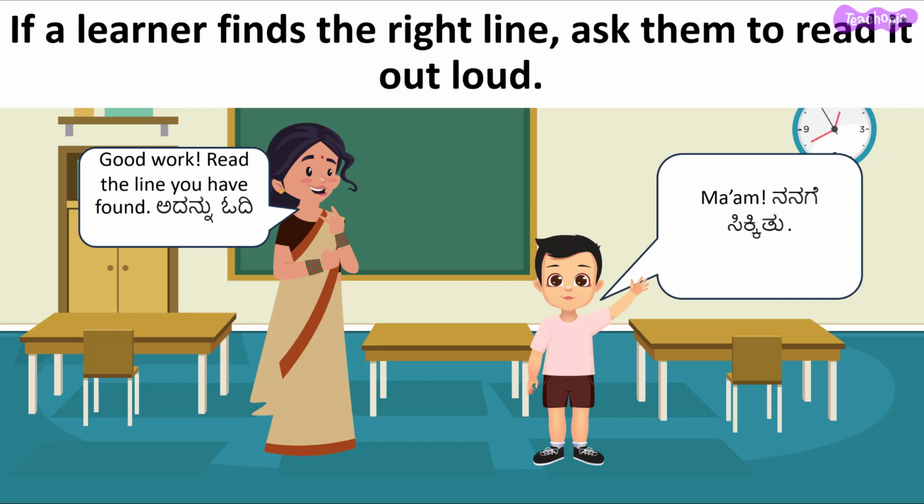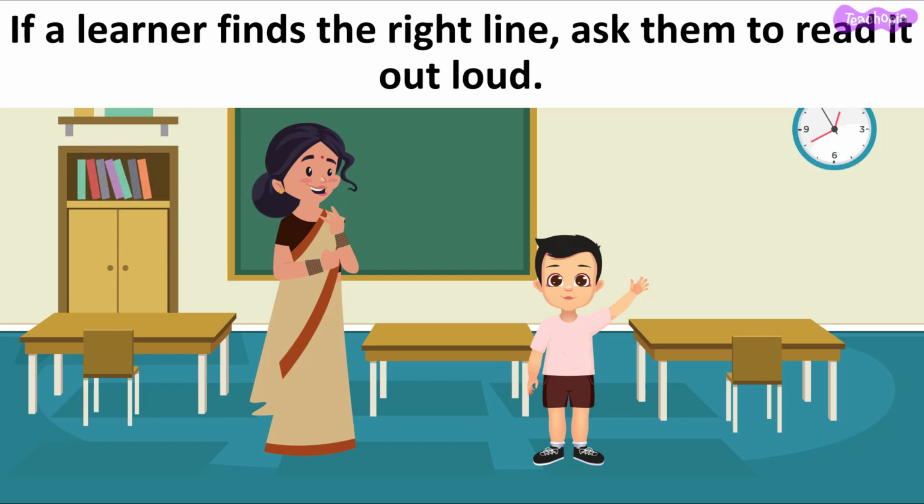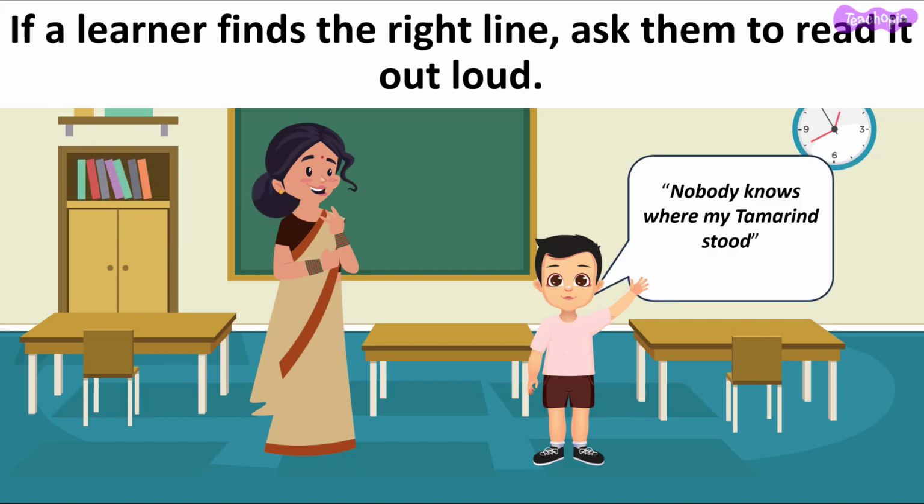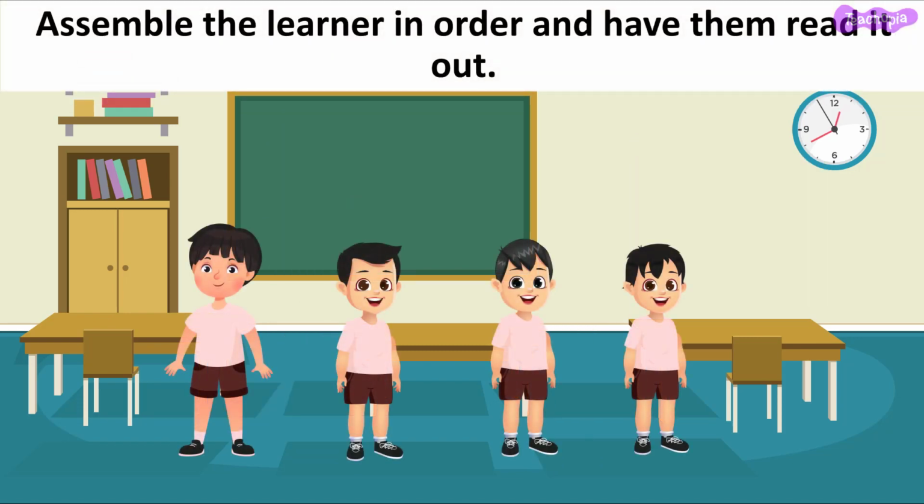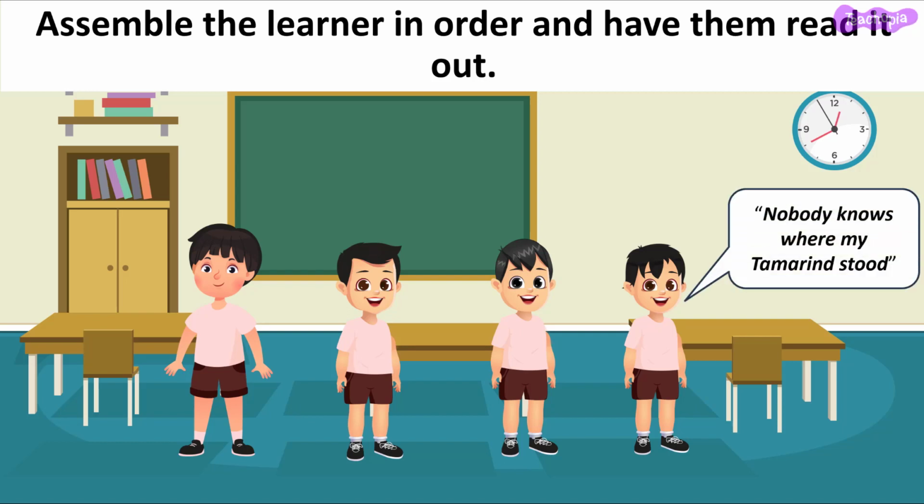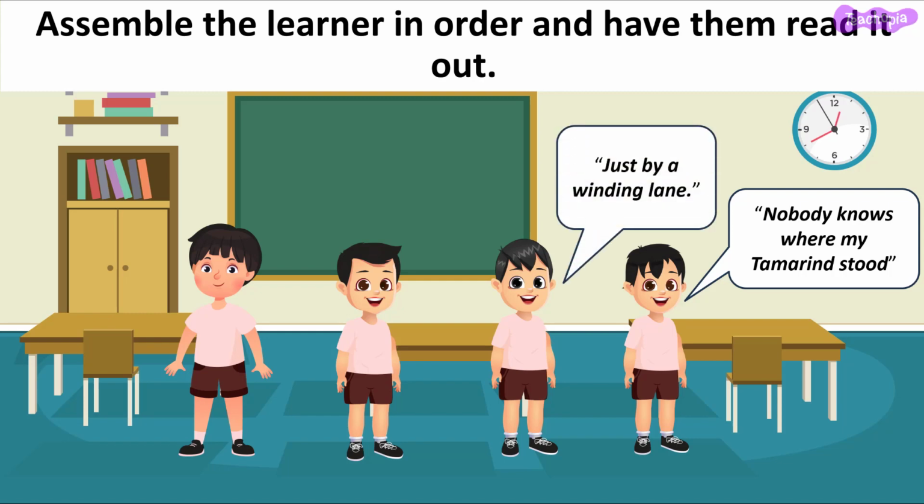Do this for every line till a paragraph or the whole poem is complete. This also depends on what your reading or recitation goal is for the day. Once all the lines are found, have the learners stand in order and read out the lines one at a time. You can have other learners replace them in the line and follow the same pattern.